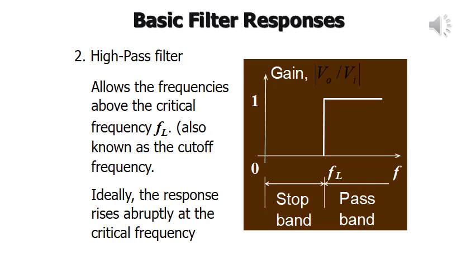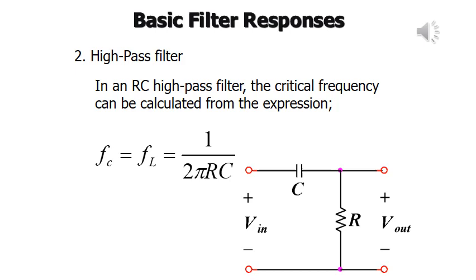The lower side of the frequency is not allowed to pass through the filter. For the ideal op-amp, again the response is like a step or abrupt, but in actual the response is a curve. For a high pass filter, the lower cutoff frequency is measured through the equation that is equal to 1 by 2 pi RC, and the diagram shows a basic RC high pass filter in which the frequency higher than the cutoff frequency will be allowed to pass through the circuit, and that will be available at the V out of the circuit.